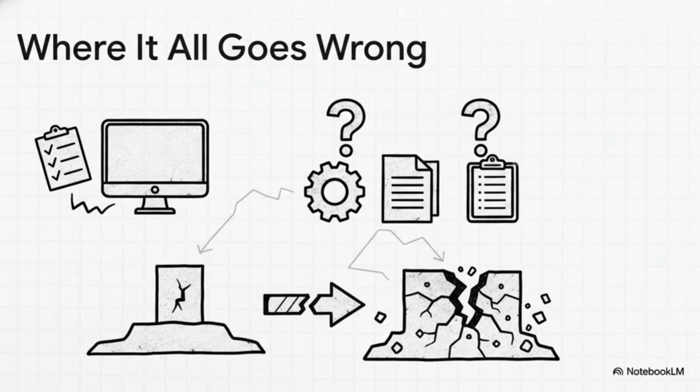You've got checklists living in some random Excel file instead of in the system. You have tasks with no clear owner. And then there's that super dangerous culture of, don't worry about it, we'll just fix it with a journal next month. That's how small errors snowball into huge problems.